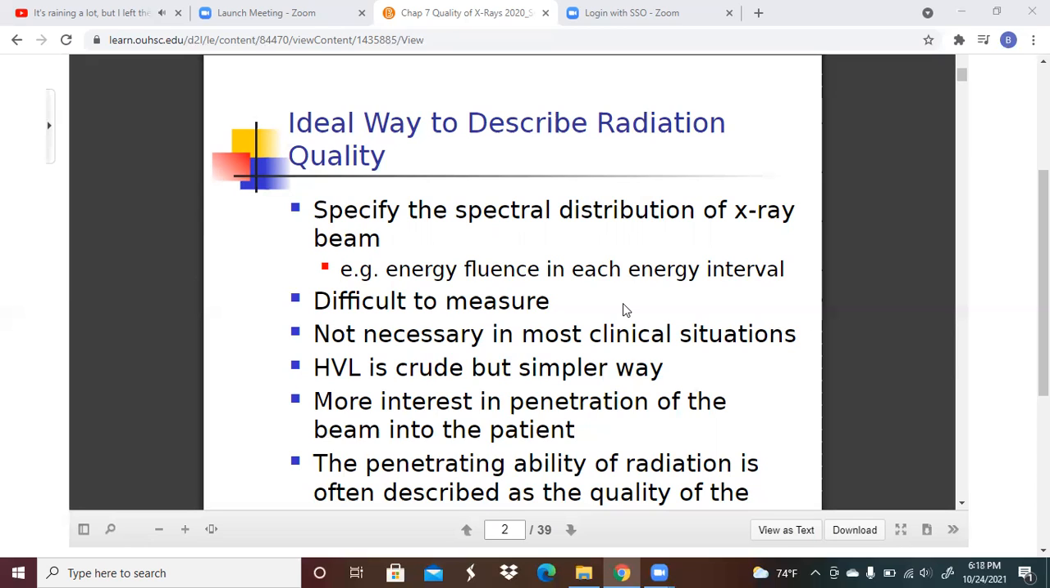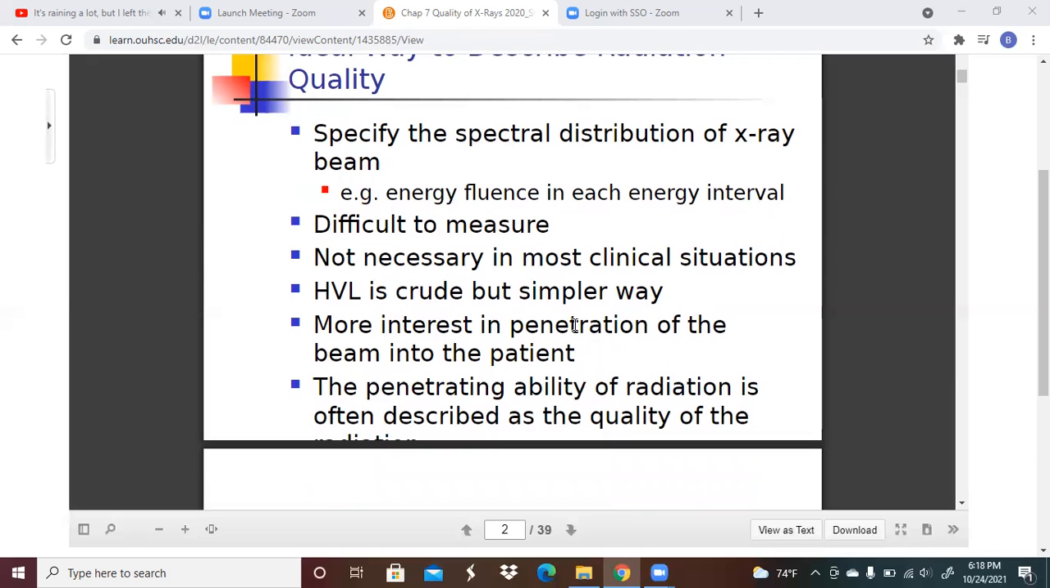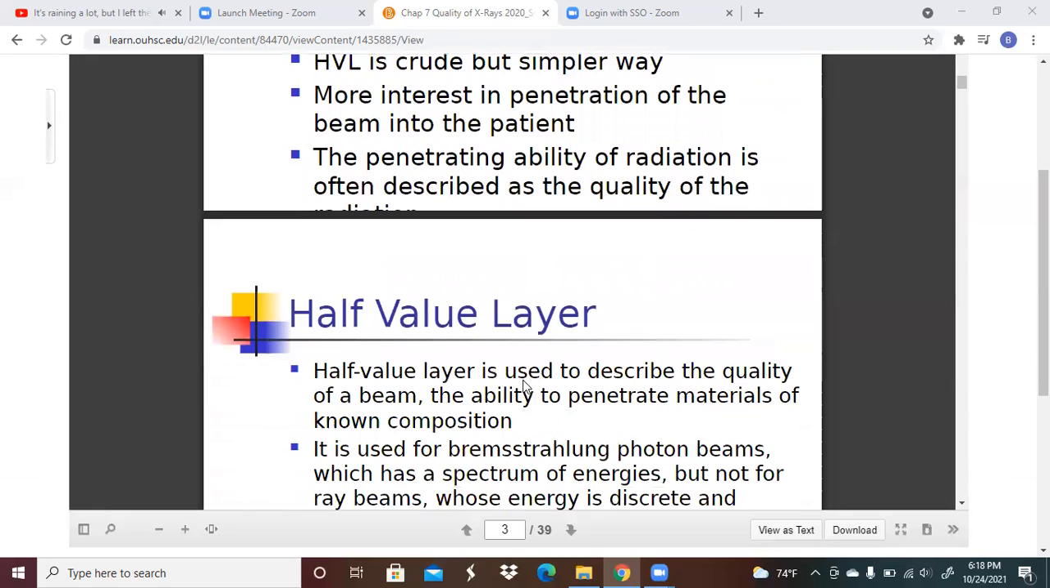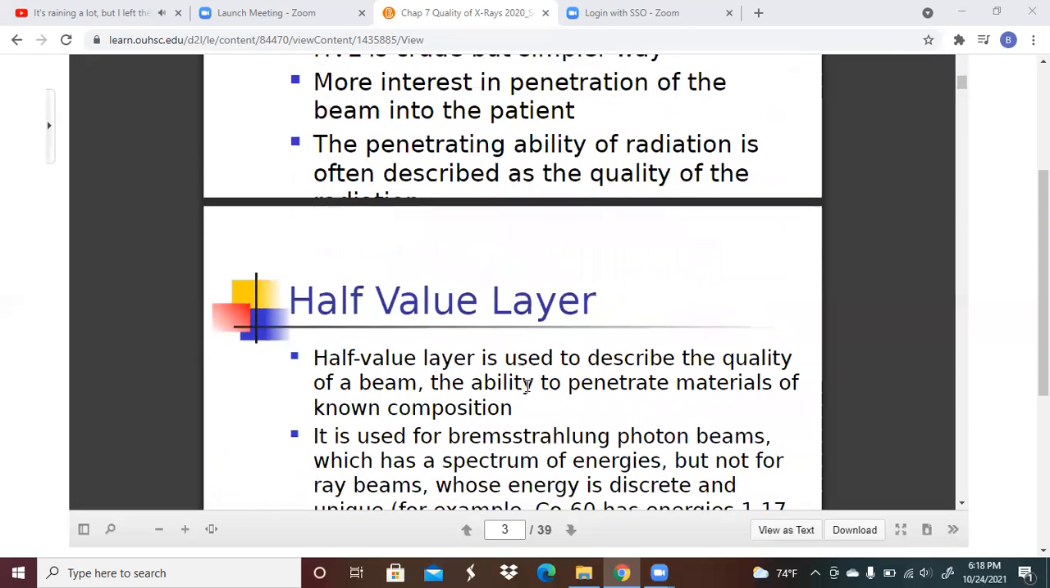The half value layer is one way, and it's fairly crude, but it does work. The more interest is in the penetration of the beam into the patient. Again, what happens when the beam interacts with the patient? What's going on there? And that's really more of what we're looking at. So the penetrating ability of radiation is often described as the quality of the radiation. How deep can it go?